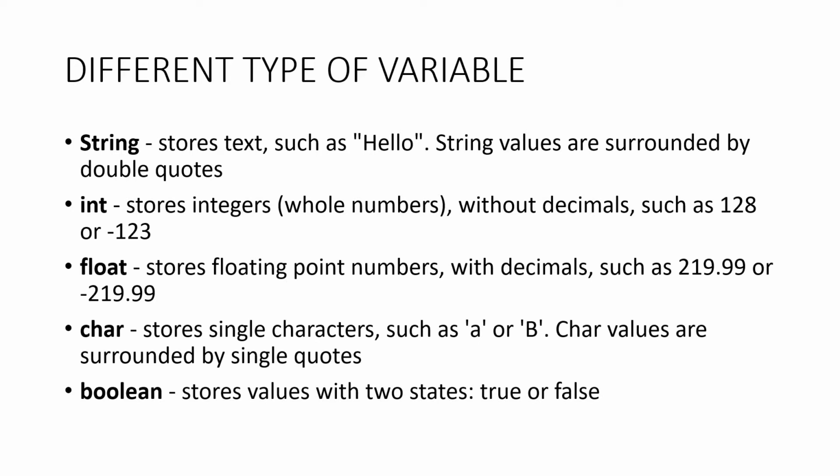Characters store single characters such as small a or small b or capital B. But you need to understand character values are surrounded by single quotes. Strings are surrounded by double quotes. Boolean stores values of two states. It can be true or false. That's about the different types of variables.